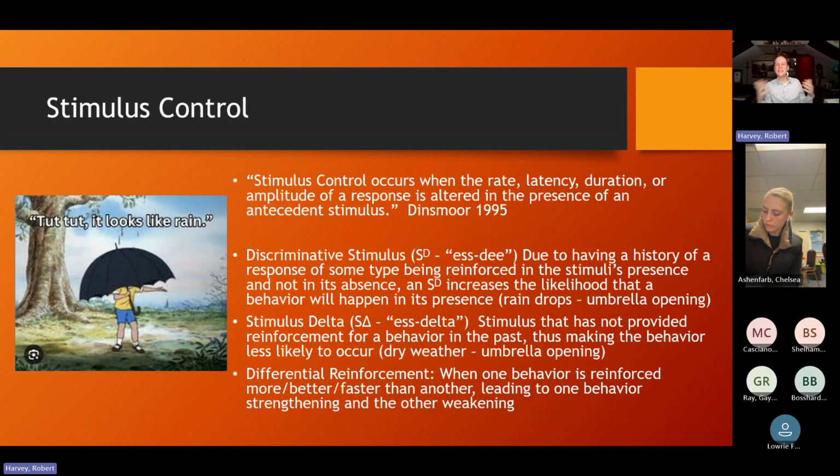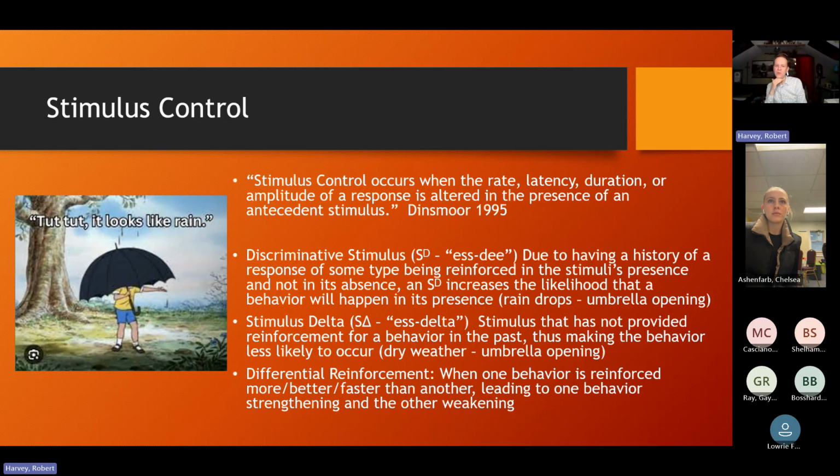So there was a time in your life where rain did not cause you to open an umbrella, right? There was a time in your life where someone saying, all right, honey, what do you want for breakfast, produced no response from you, because you did not at that point have stimulus control for those responses. But throughout the history of your life, you've learned to respond to trillions of different things, which is just fascinating to think about.